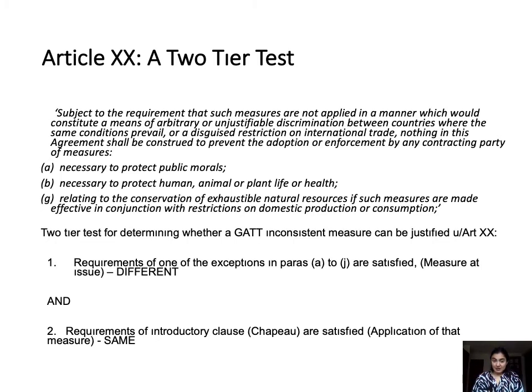So once again, Article 20 is a two-tier test. At the first tier, you satisfy the requirements of one of the exceptions in para A to J, depending upon which paragraph or subparagraph you are invoking here. The elements required by subparagraphs A to J focus on the measure which is being challenged, right? And the requirements of these subparagraphs A to J are different. However, once you've satisfied that, you go on to satisfying the requirements of the chapeau, the introductory clause. And the chapeau focuses not on the measure, but on the application of the measure. And the requirement for the chapeau is the same for all the subparagraphs, because the chapeau is an introductory paragraph, right?